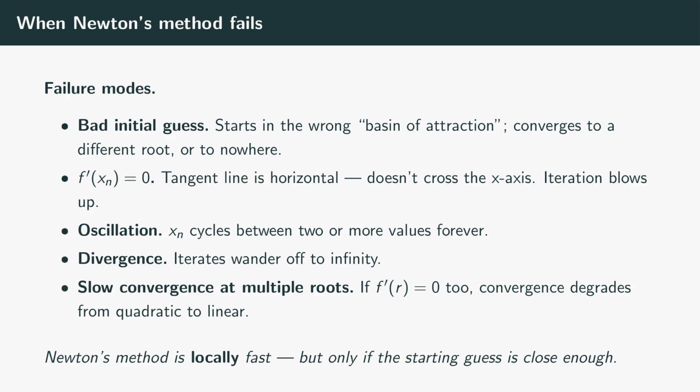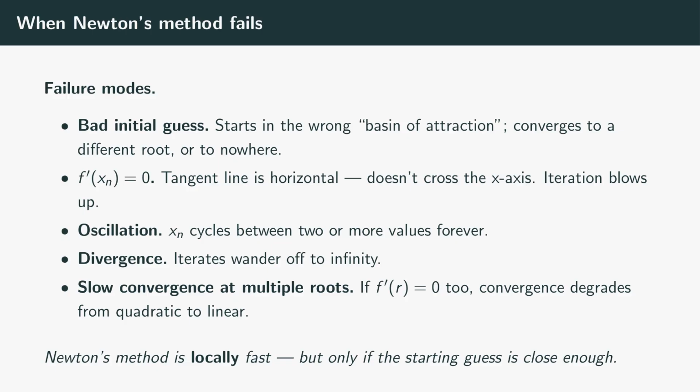Newton's method is fast when it works, but it can fail spectacularly. 5 common failure modes. First, bad initial guess. The theorem says close enough to the root, and the definition of close enough depends on the function. If you start too far away, you might converge to a different root, or you might not converge at all. For functions with multiple roots, the set of starting points that converge to a given root is called its basin of attraction, and for nasty functions, these basins are fractal, the famous Newton's method fractals you've probably seen.